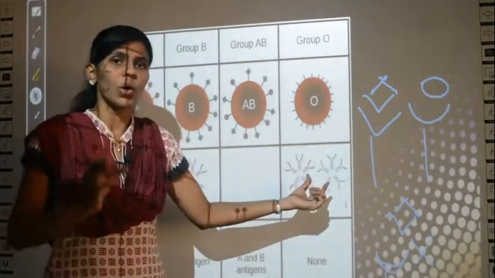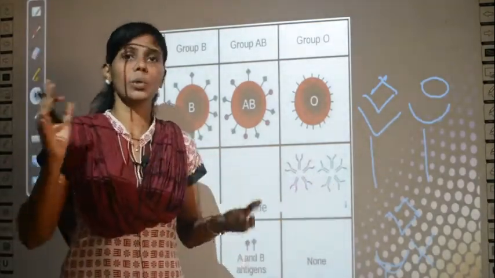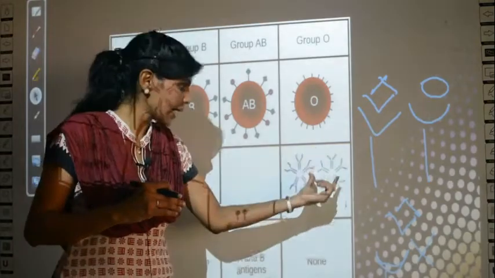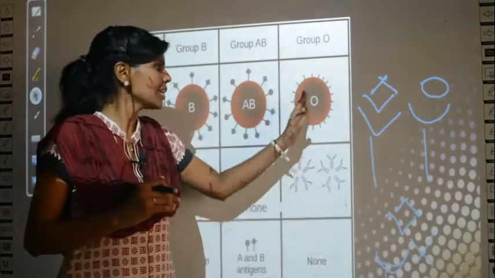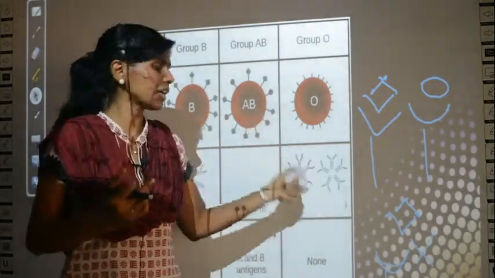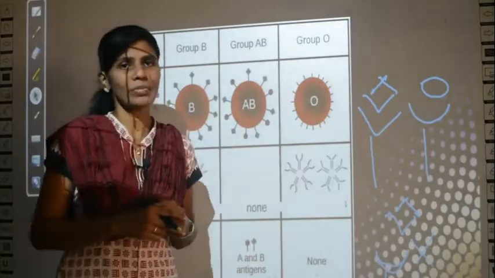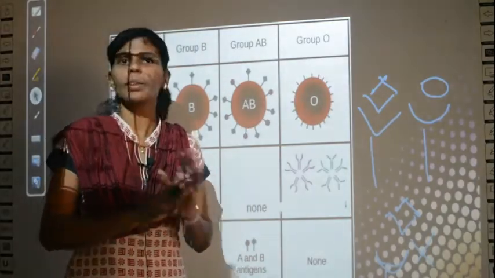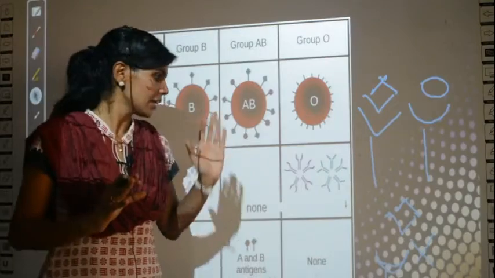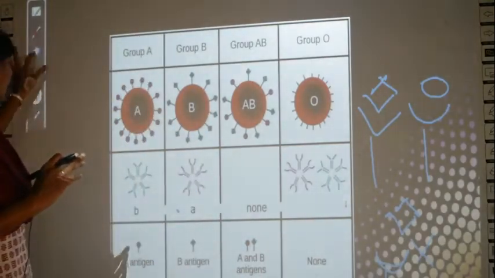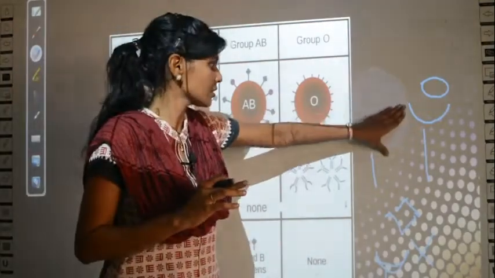Here, O blood group people will have both antibody A and antibody B, but there are no antigens for the antibodies to go and fit into. So again there is no blood clotting. These are all basics. Now I'll tell what the doubt was.